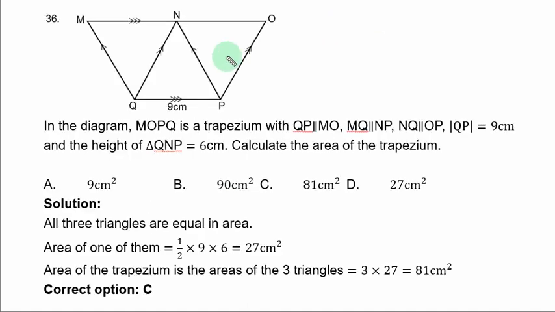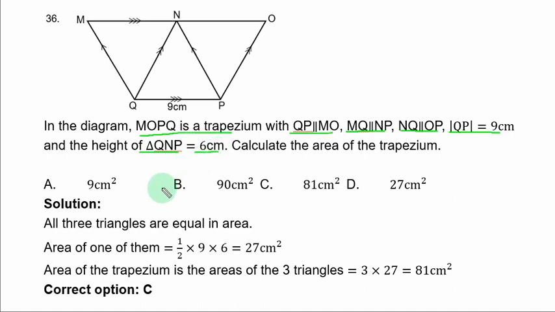Question 36. In the diagram, MOPQ is a trapezium with QP parallel to MO, MQ parallel to NP, NQ parallel to OP. QP is 9 centimeters, and the height of triangle QNP is 6 centimeters. Calculate the height of the trapezium.